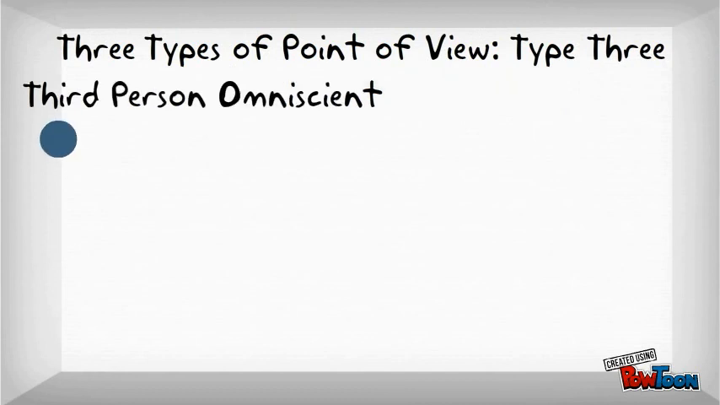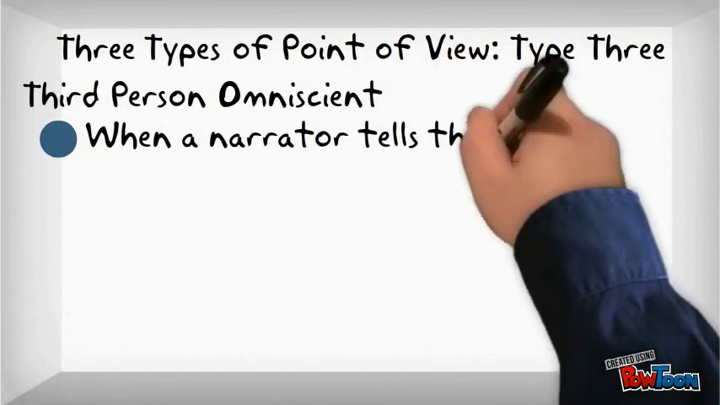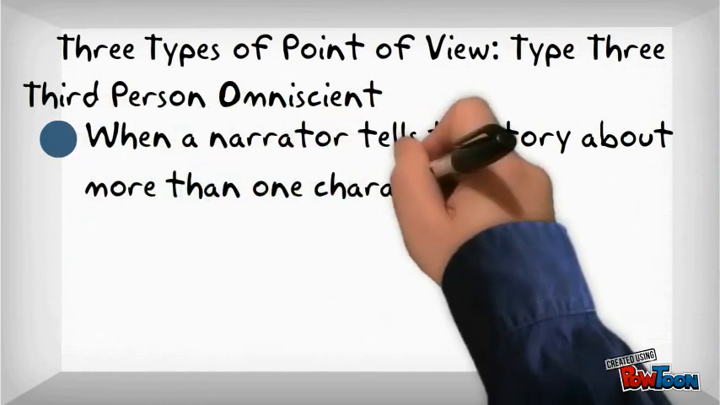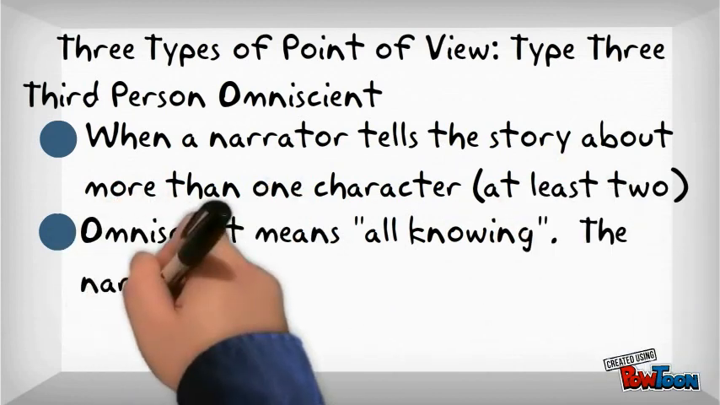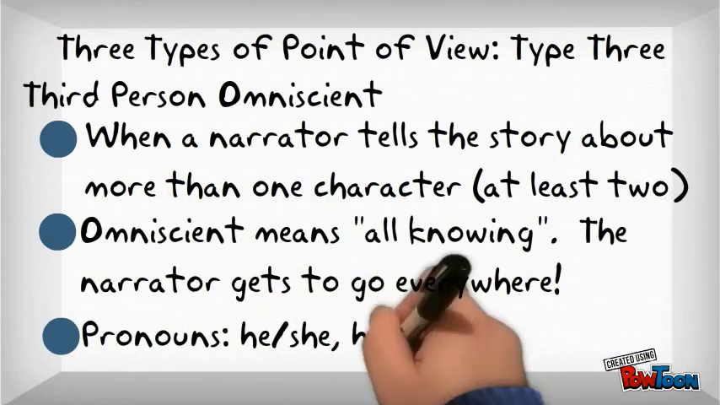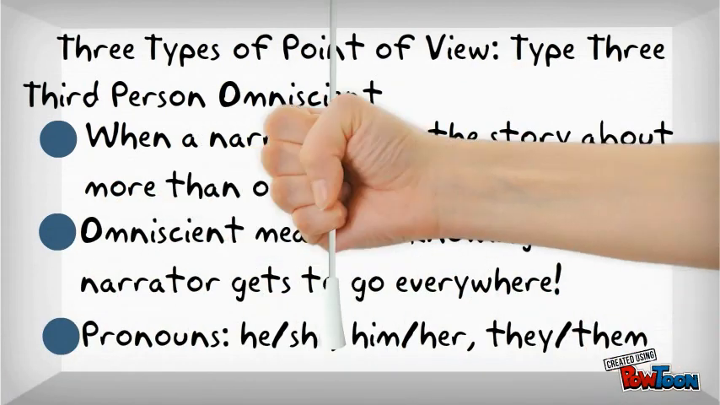The final type of point of view is third-person omniscient. In this case, the narrator tells a story about more than one character, at least two major characters. The reader gets to go everywhere, even when some of the characters are not there. The pronouns to look for are also he, she, him, her, and they, them.